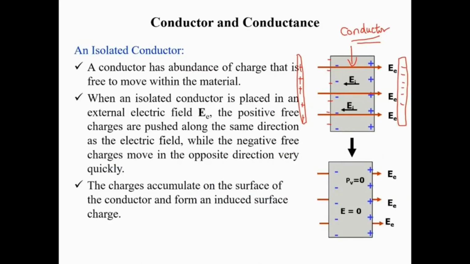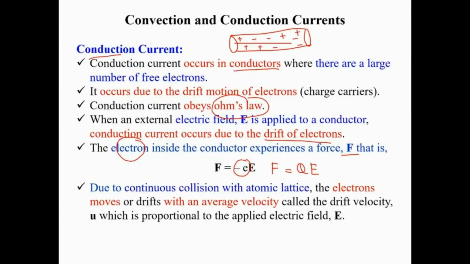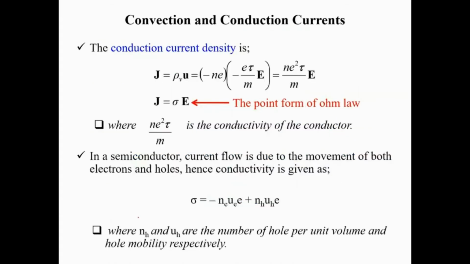So when the electrons move, they will have frictions. This is what we call the collisions. And then they move with an average velocity, which we call the drift velocity, which is U, and it is proportional to the applied electric field. So if the electric field is stronger, the charge movement will also be faster. So this is the conduction current density. They are all simplified to J equals sigma E. This sigma represents the conductivity of the conductor.